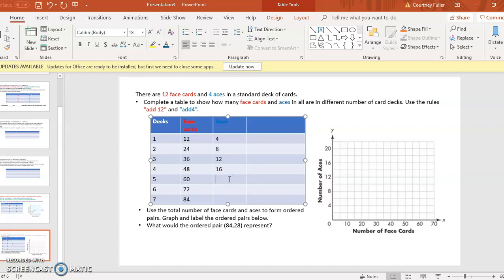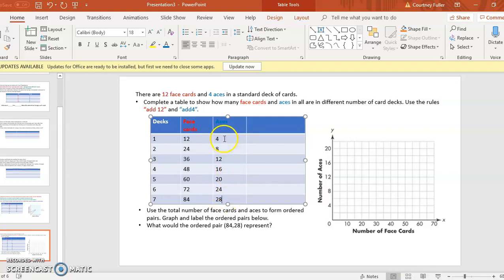In the fifth deck, we're going to follow that same rule, add 4. 16 plus 4 is 20. Follow that same rule right down. 20 plus 4 is 24. And last but not least, 24 plus 4 is 28.